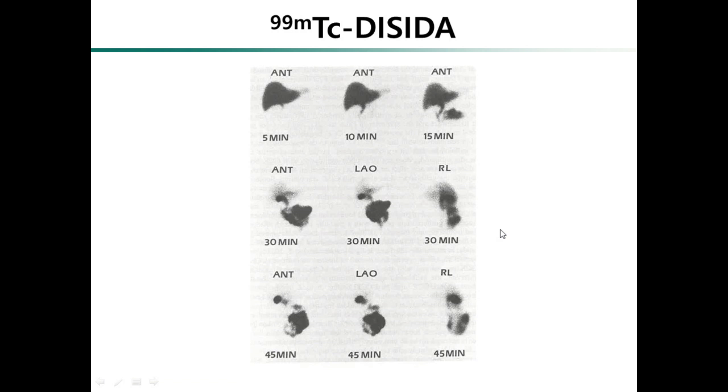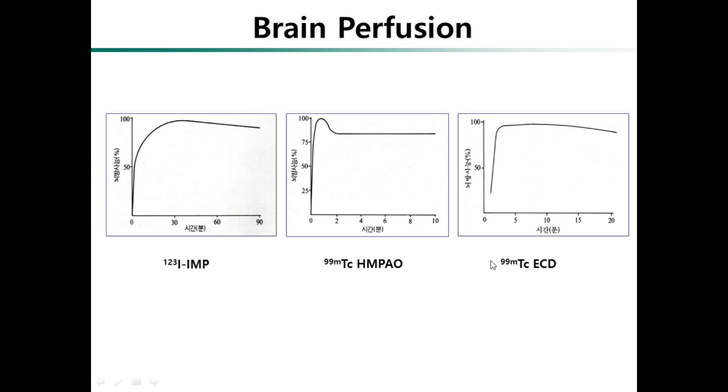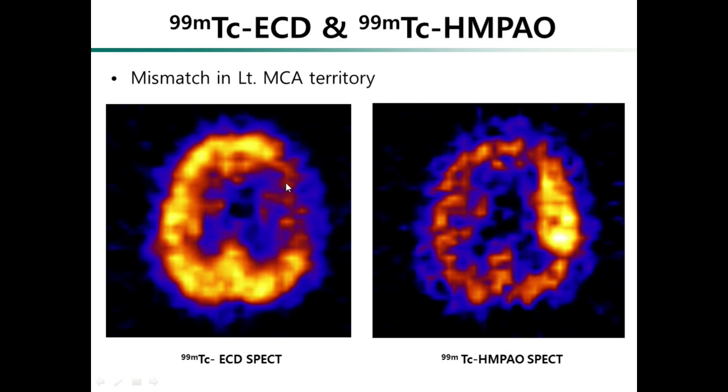Next one is the brain perfusion imaging agent. Earlier, Professor Dongsu mentioned HMPAO and ECD. They show somewhat different perfusion status in the brain. IMP, HMPAO and ECD are somewhat different, and there is also a somewhat different pattern of uptake between ECD and HMPAO. You have to understand the exact meaning of the uptake mechanism.